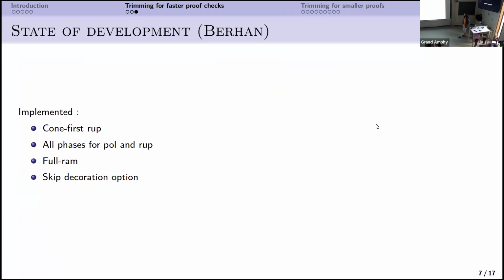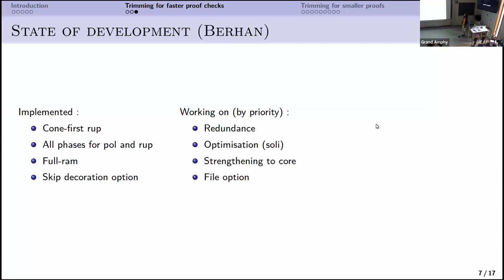So the state of development is the following. We don't have a very fast working trimmer yet. What we have is the pawn first wrap algorithm implemented, all phases for poll and wrap only. The trimmer is full RAM for now, and you have an option if you want to skip the decoration phase.